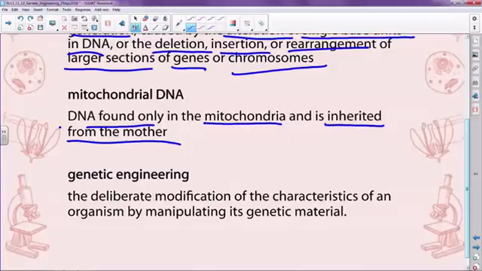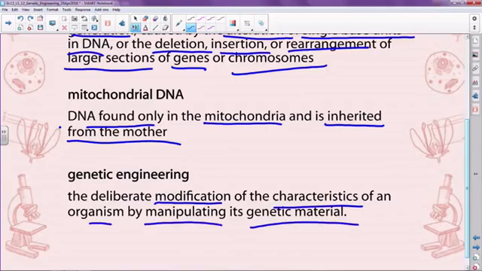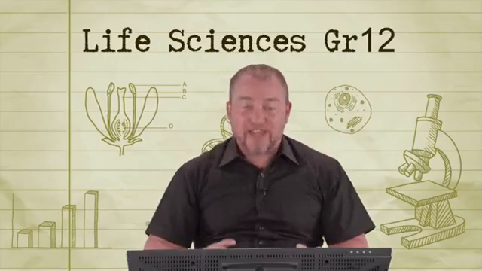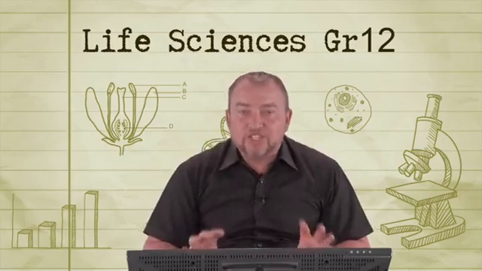Genetic engineering. Now, genetic engineering is a very, very specific thing. It is the modification of characteristics of an organism by manipulating its genetic material. Now we change the genetic material. That's what genetic engineering actually is. So we change the genetic material so it suits what we want.